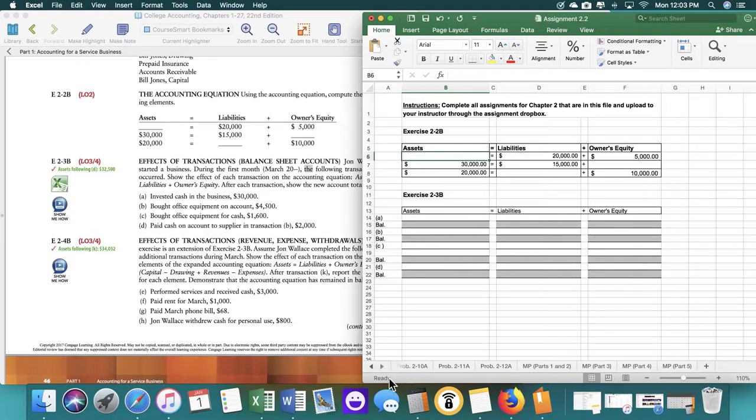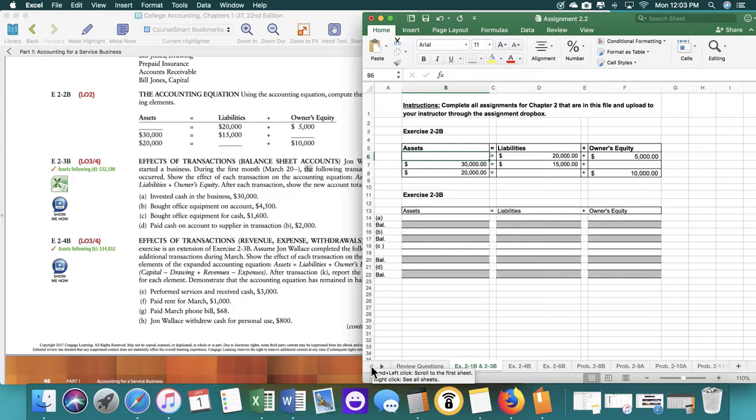To scroll through the tabs, you're going to look at the bottom of your Excel screen where it says ready. You're just going to click on the 2 arrows. The left will take you towards the beginning of the tabs. The right will take you towards the end of the tabs. So make sure you do check that each week.